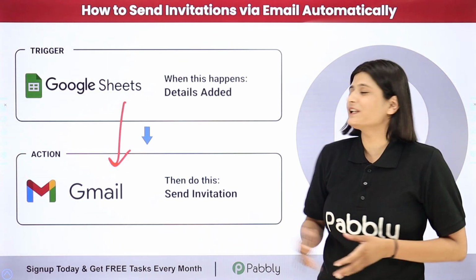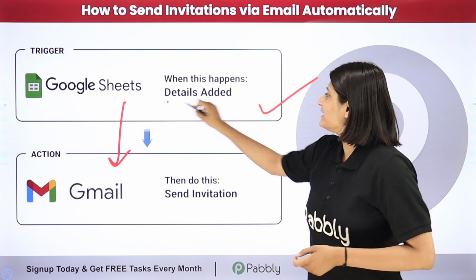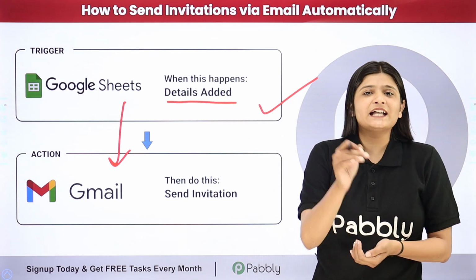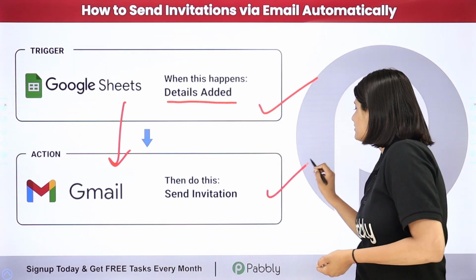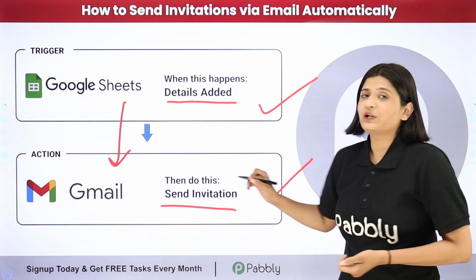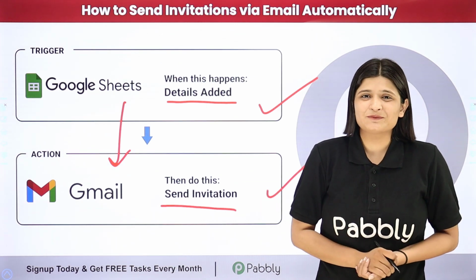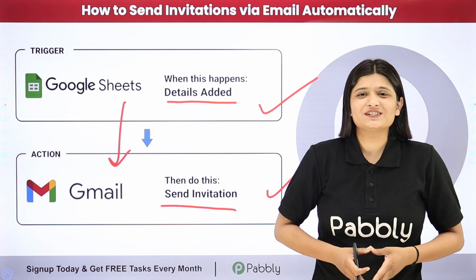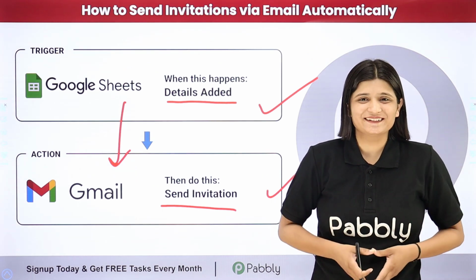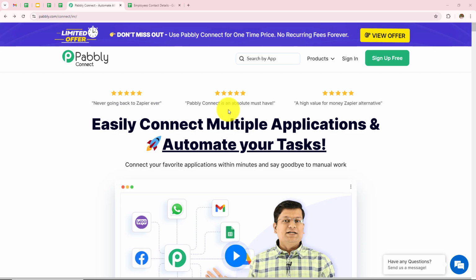Here as my trigger application, I will take Google Sheets where the details already exist, and then in my action application, I will take Gmail, with the help of which I am going to send invitations to all the employees. If you want to learn this amazing automation step by step, let me take you all to my screen. In this video, we are going to learn how to send invitations via email automatically. For this, we are going to create automation between Google Sheets and Gmail with the help of Pabbly Connect.